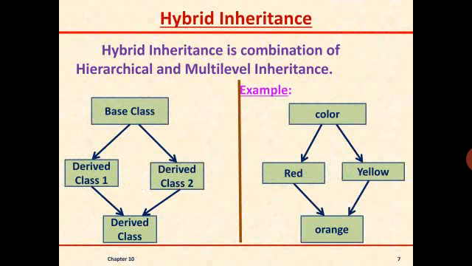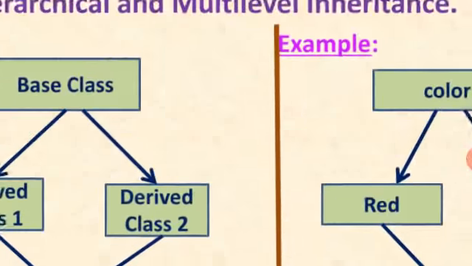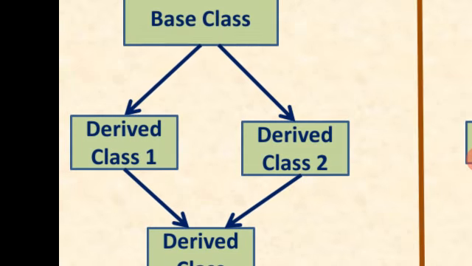Last one is hybrid inheritance. What does hybrid inheritance mean? It is a combination of hierarchical and multi-level inheritance. So students, you have to remember, it is a combination of both hierarchical and multi-level inheritance.